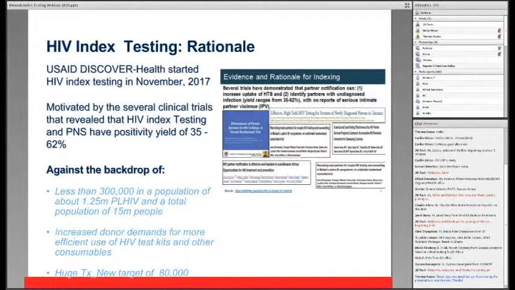So indeed, in as far as HIV index testing is concerned, our rationale is picked from the fact that this is a clinically proven intervention, especially going by the randomized clinical trials that were done in different countries, including Kenya, Tanzania, Malawi, and indeed Cameroon, where it was found that the HIV positivity yield for HIV indexing and partner notification can be as high as 35 to 62%.